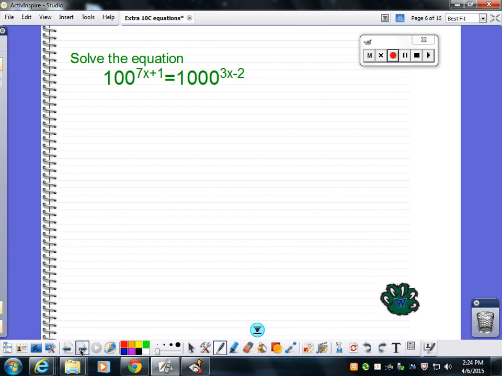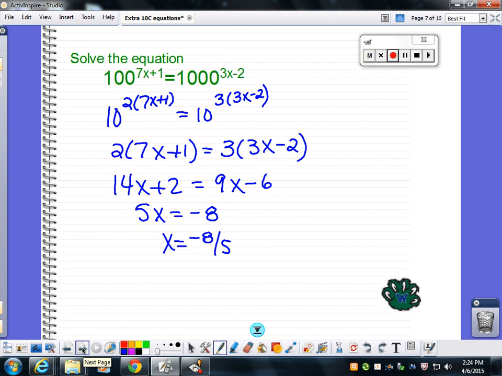Well, hopefully you recognize that 100 and 1,000 can be rewritten with the same base of 10. So this is the same base question. All right, so we're going to do the following. It's the same base. Set the exponents equal. Distribute my 2 to get 14x plus 2. Distribute the 3 to get 9x minus 6. And then we're going to solve for x. So you're going to end up with 5x equals negative 8. So x is equal to negative 8/5.